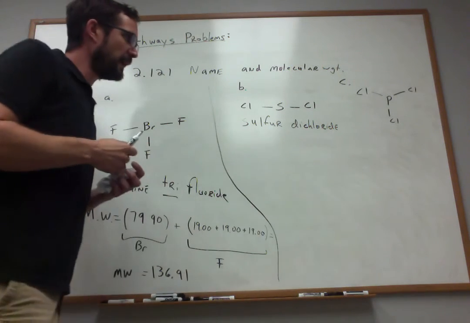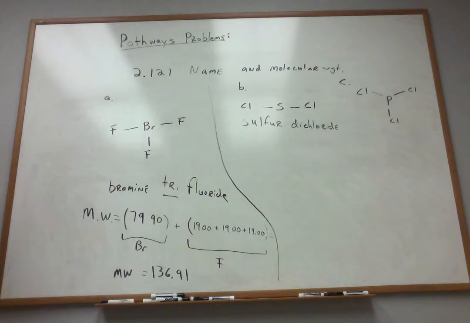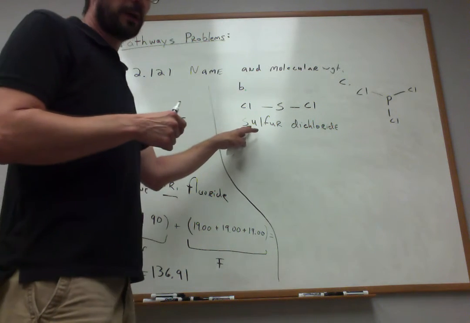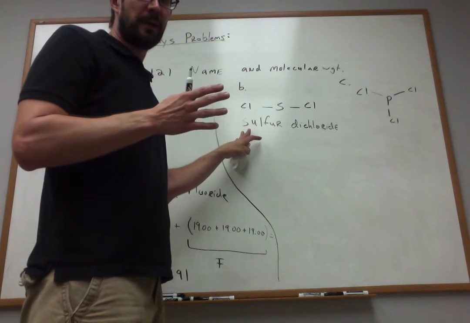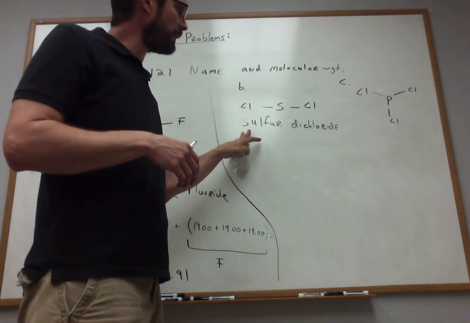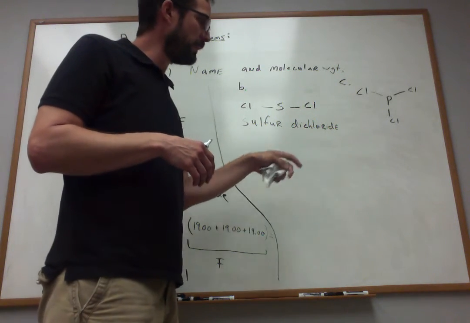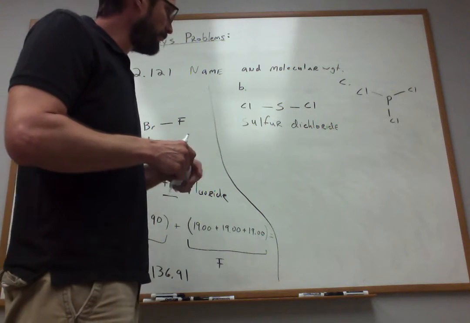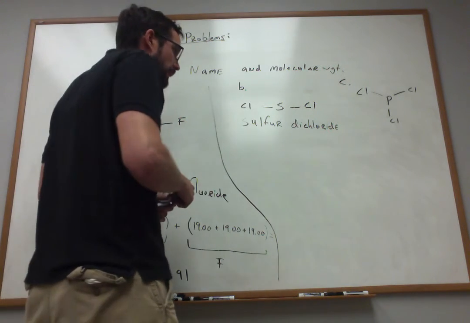And hopefully you can see how we can quickly assign the name sulfur dichloride as the name for this material. Sulfur comes first because it's in the group to the left of chlorine. Okay, so this comes first, this comes second. We use the di for the chloride. Okay, but we don't need the mono for the sulfur because it's first, right?